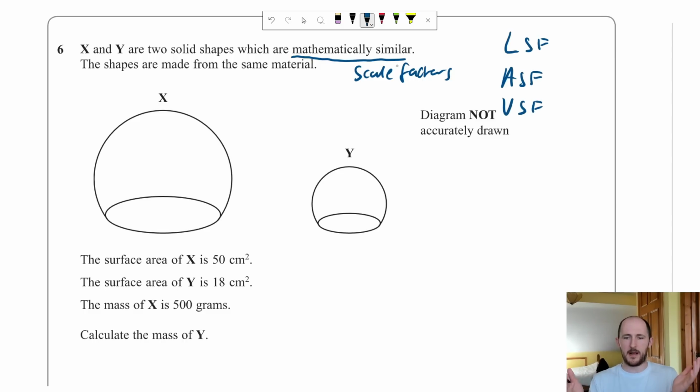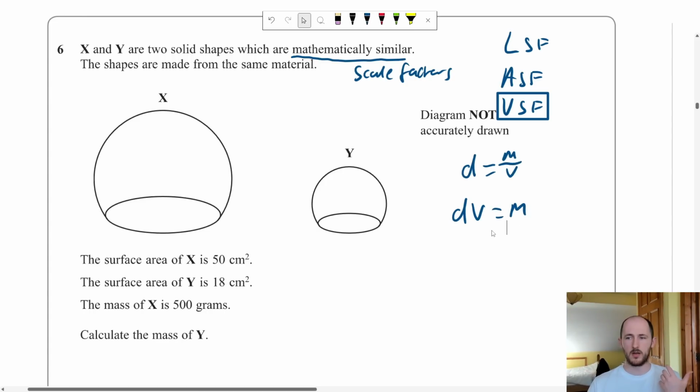So then when you hear about this mass thing, it confuses people. But all you need to think about is because these shapes are made from the same material, it means that we are looking at the volume scale factor. If you want to know the physical reason why, it's because that means their densities are the same, which means their masses are only dependent on the volume of the object.